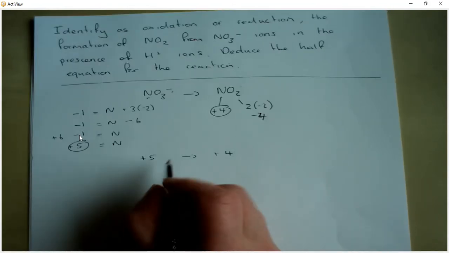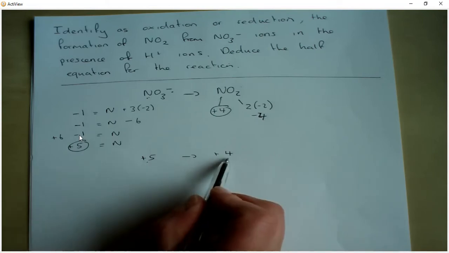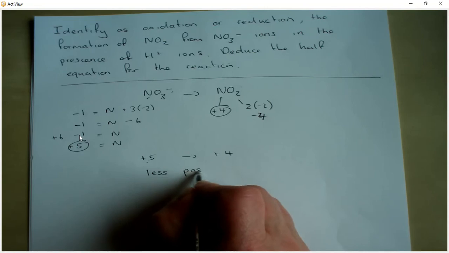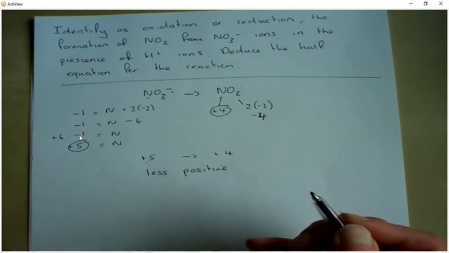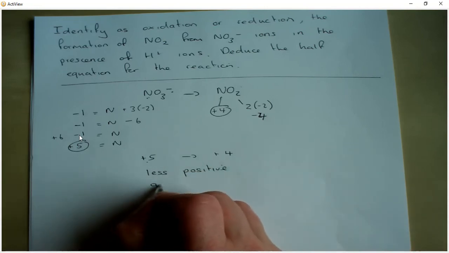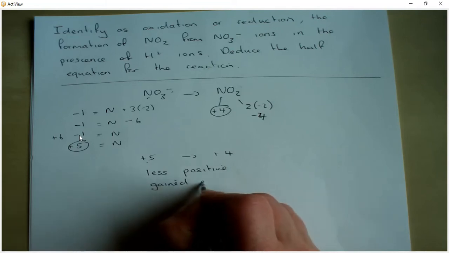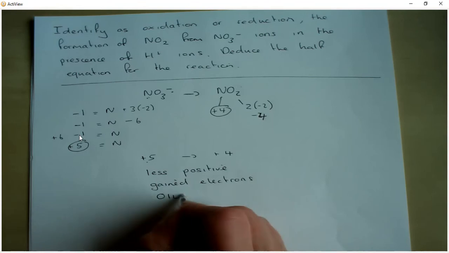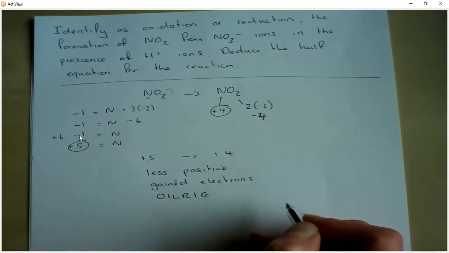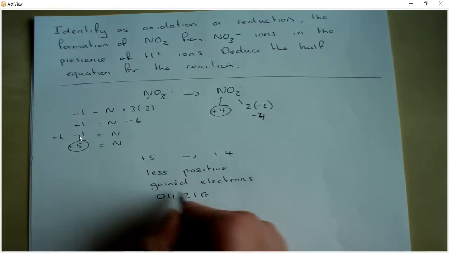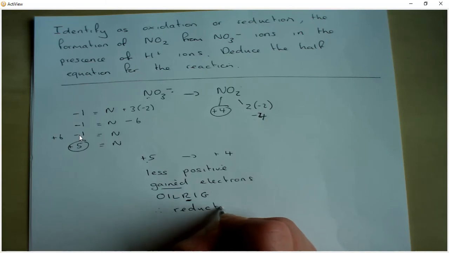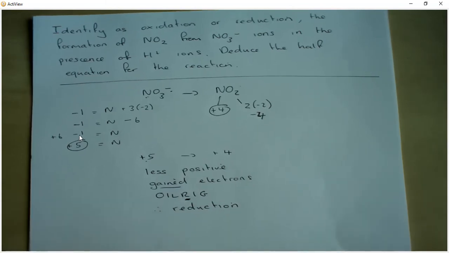Right, so if it's going from +5 to +4, it's becoming less positive. And if it's becoming less positive, that's because we're adding electrons. So therefore, it's gained electrons. And we know from our GCSE, hopefully, that OIL RIG: oxidation is loss, reduction is gain. So if it gained electrons, it's got to be reduction. So therefore, it's reduction.